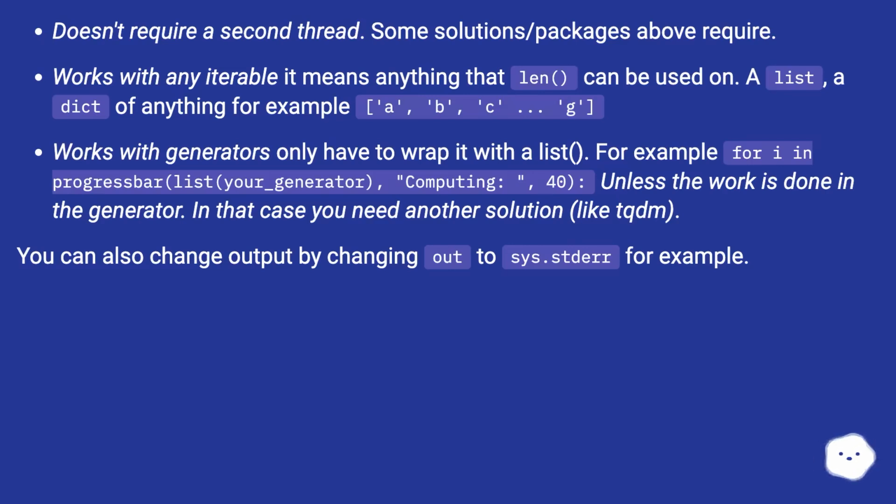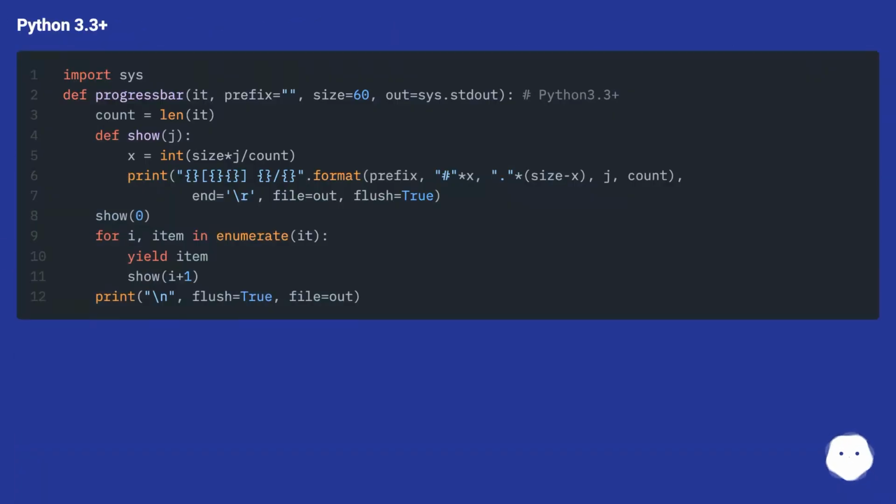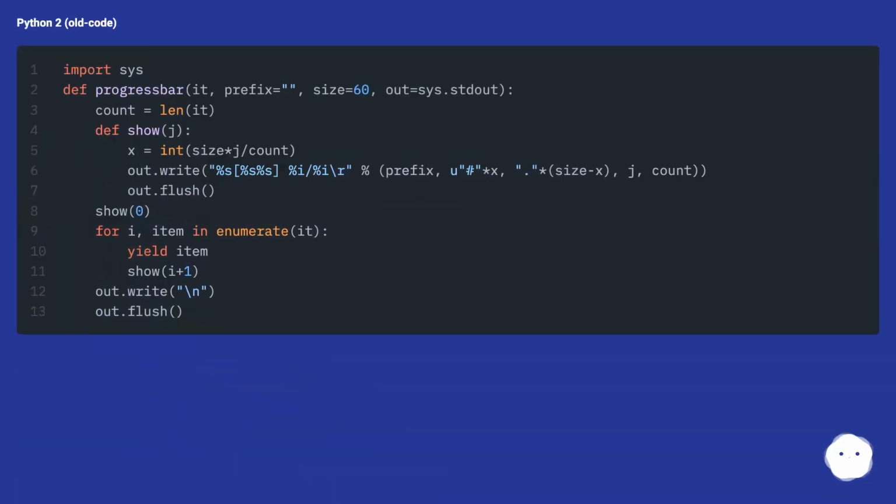For example, for i in progressbar(list(your_generator), "Computing: ", 40), unless the work is done in the generator. In that case, you need another solution, like tqdm. You can also change output by changing out to sys.stderr, for example. Python 3.3 plus. Python 2, old code.